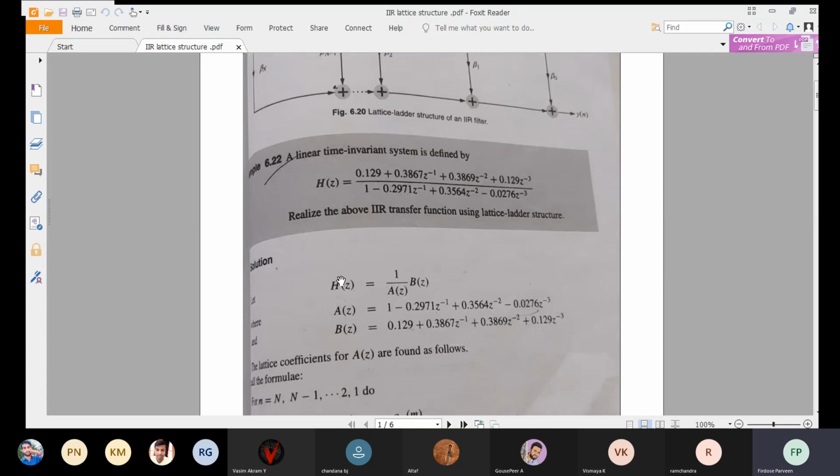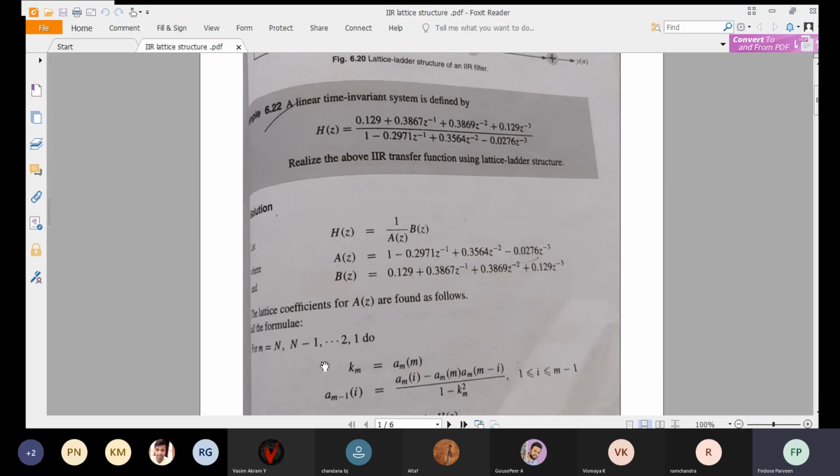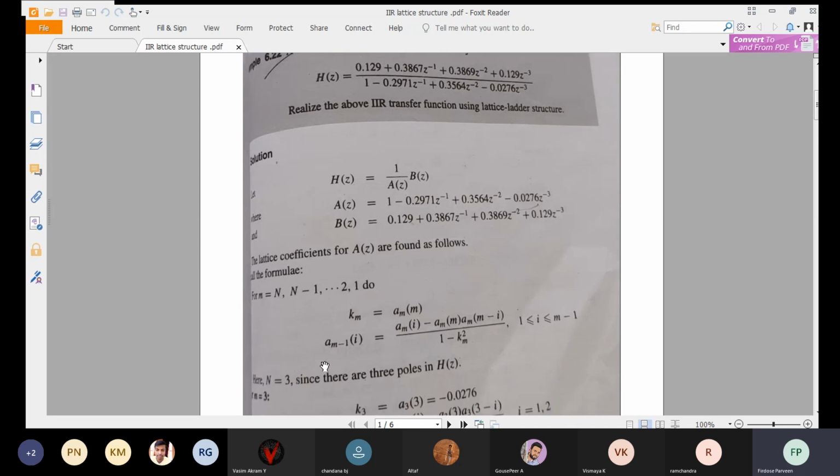So now let H(z) = B(z) / A(z). So what is A(z)? It is the denominator: 1 - 0.2971 z^-1 + 0.3564 z^-2 - 0.0276 z^-3. And what is B(z)? The numerator. Okay. So the lattice coefficients for A(z) are found as follows.